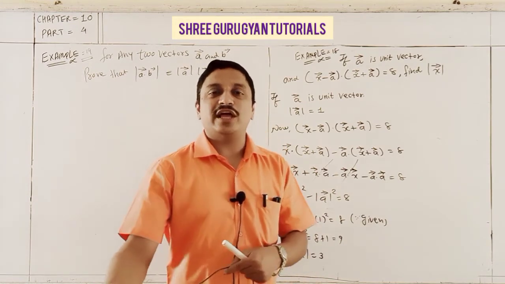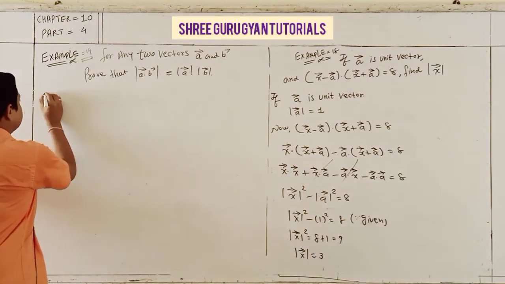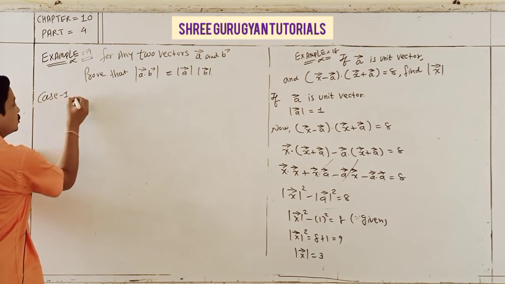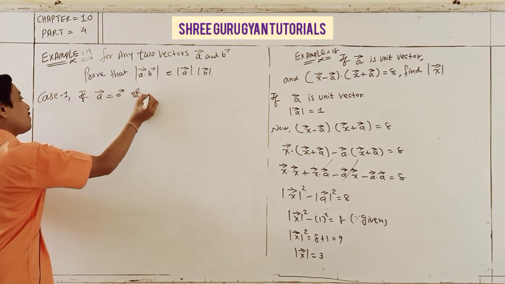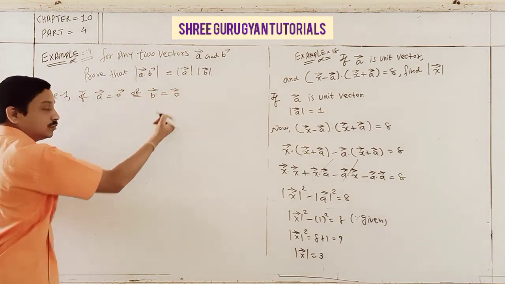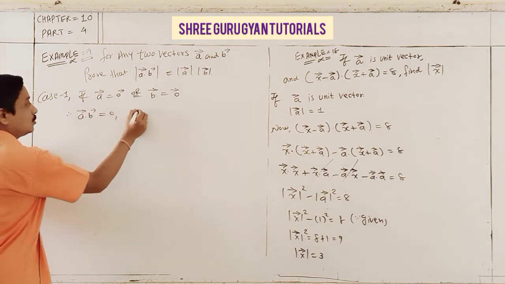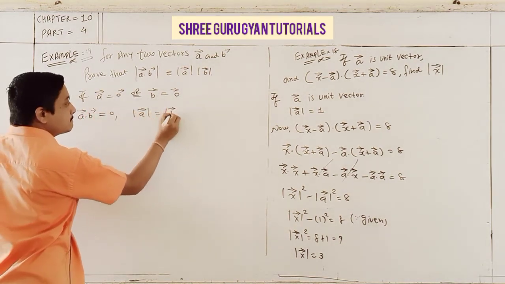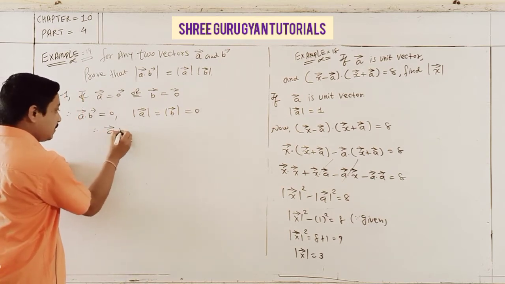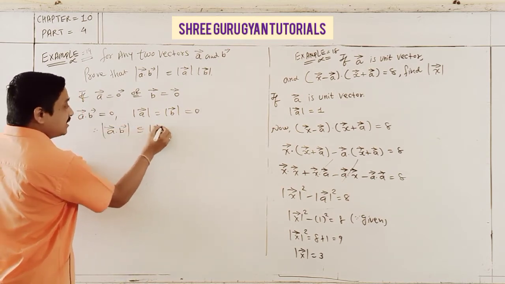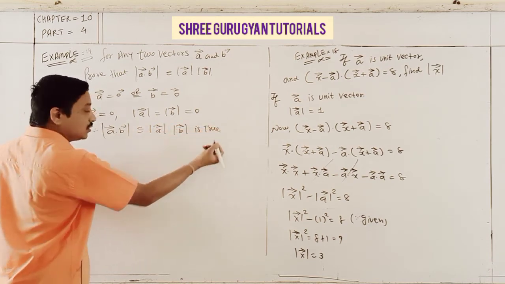Very easy. For any vectors, we have two cases. Case 1: I will check first, if A is the zero vector or B is the zero vector, definitely A dot B is 0 and magnitude A times magnitude B is 0. So A dot B is less than or equal to modulus A times modulus B is true. Now case 2.